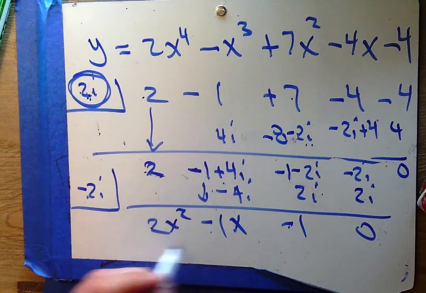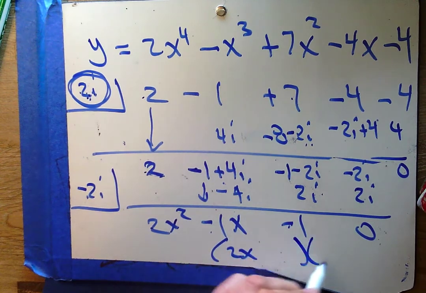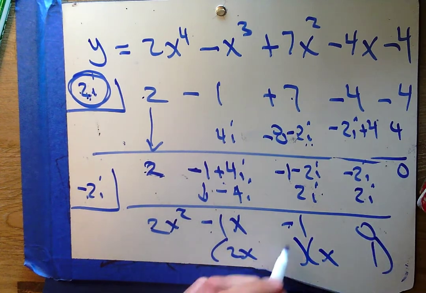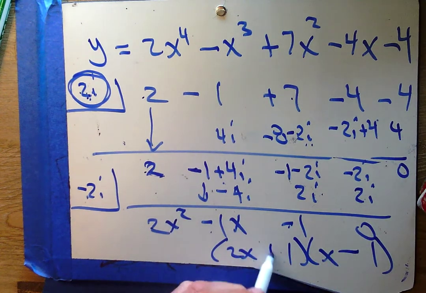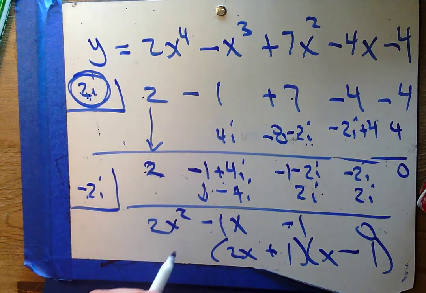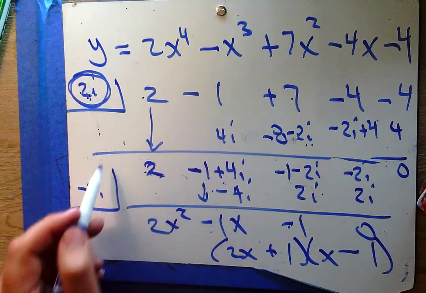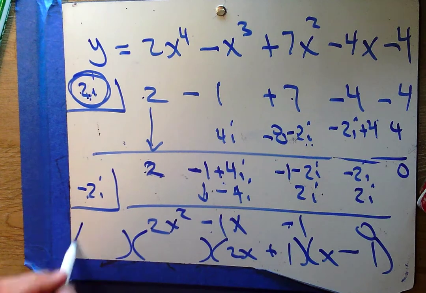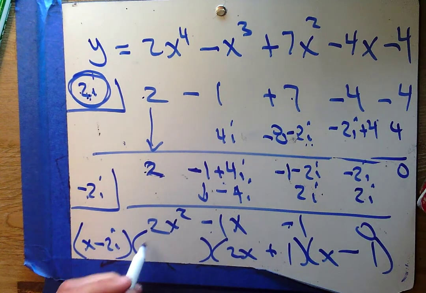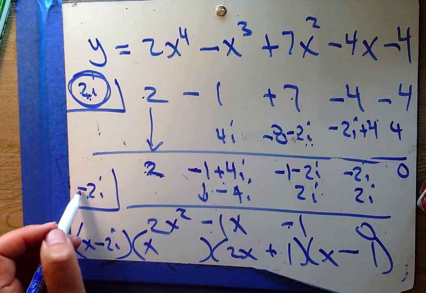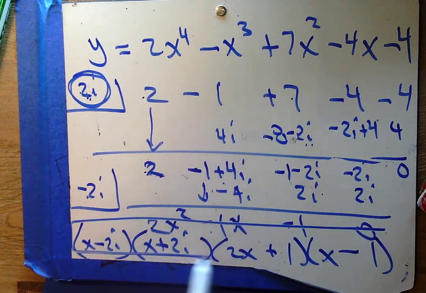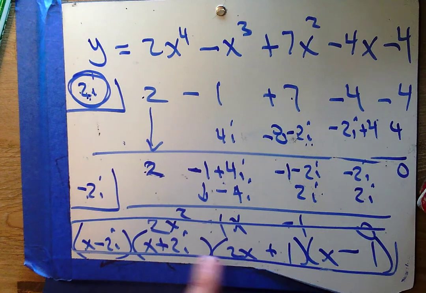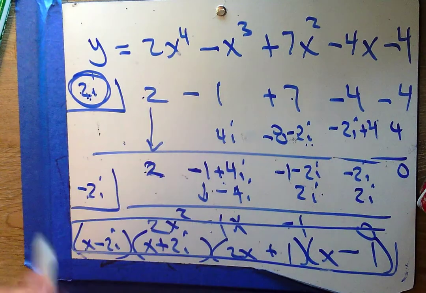And now we factor this. We've got a 2x and our x. I have a 1 and a 1. I want a minus going to the 2x and a plus going to the 1x. This is not the complete factorization. Don't forget these. We have x minus 2i and x minus a minus 2i. And so there's our completely factored form. Okay? X times x times x times x makes x to the 4th.